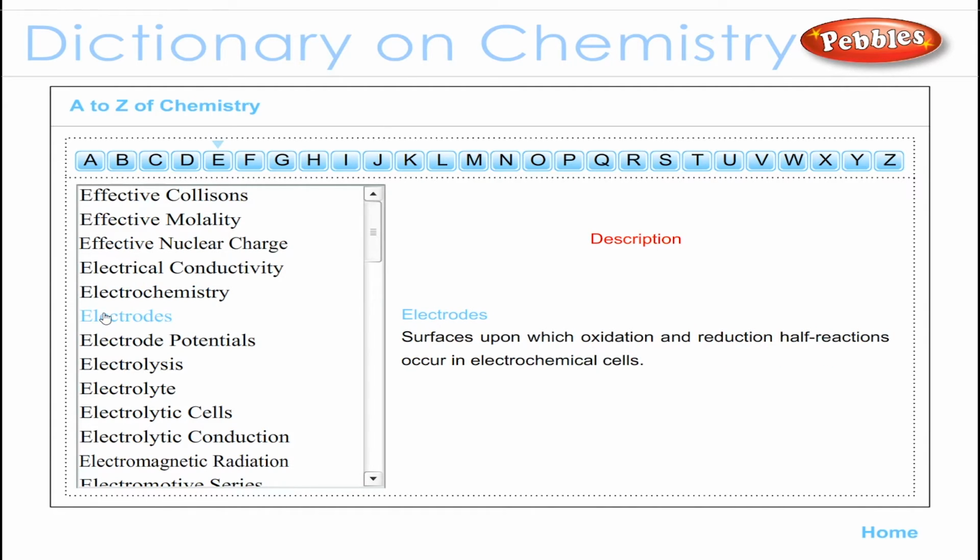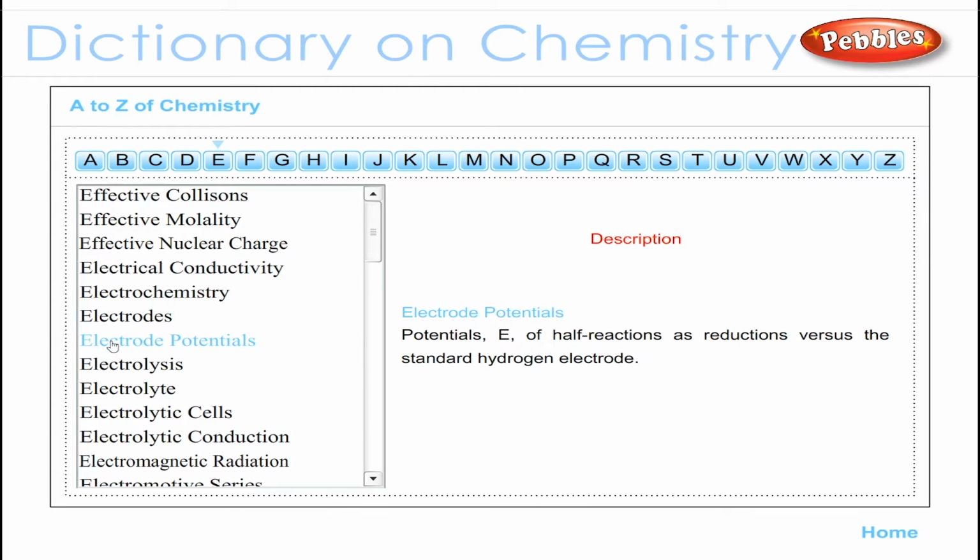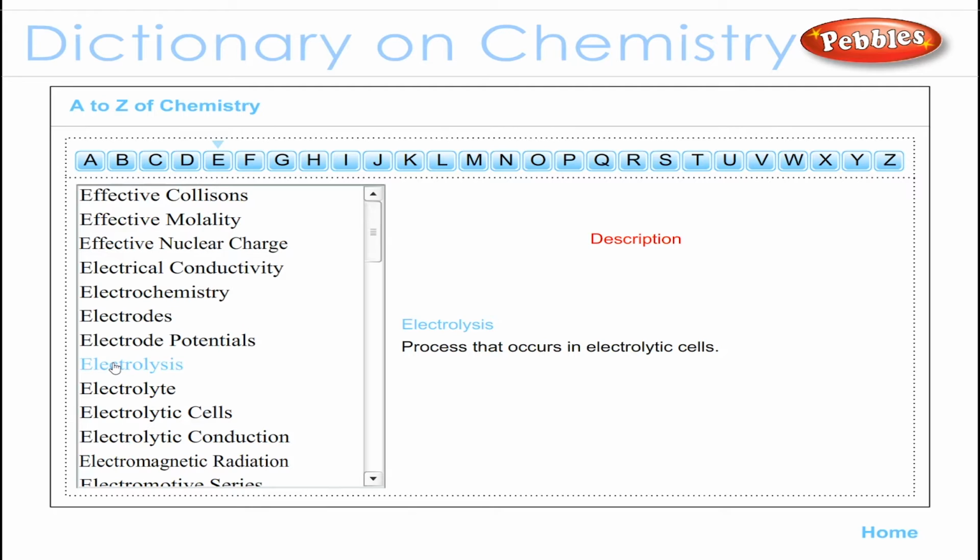Electrodes: surfaces upon which oxidation and reduction half reactions occur in electrochemical cells. Electrode potentials: potentials E of half reactions as reductions versus the standard hydrogen electrode. Electrolysis: process that occurs in electrolytic cells. Electrolyte: a substance whose aqueous solutions conduct electricity.